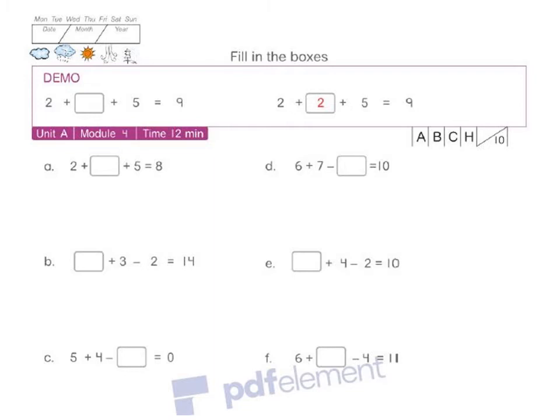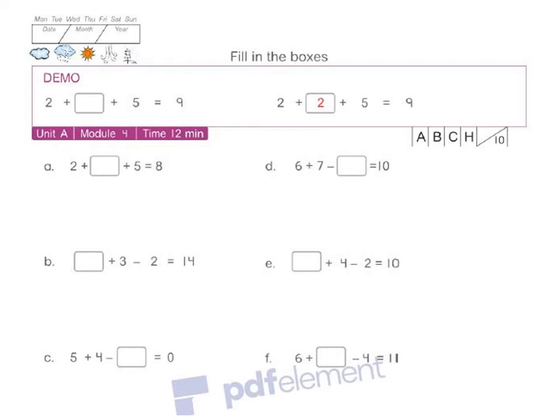Question number C. Okay, that was not question number B, that was question number D. Question number B is blank plus 3 minus 2 equal to 14. Question number C is 5 plus 4 minus blank equal to 0. Question number D, as I already said, 6 plus 7 minus blank equal to 10.